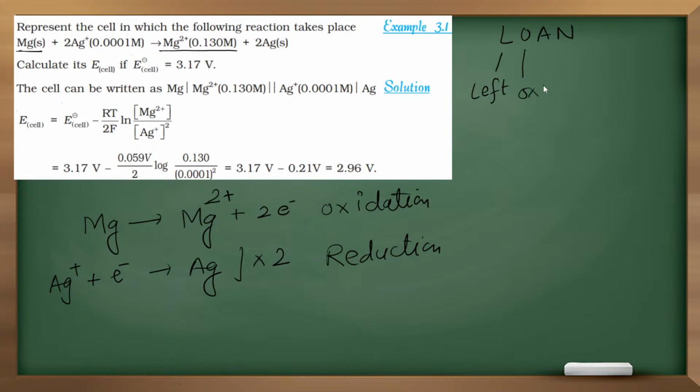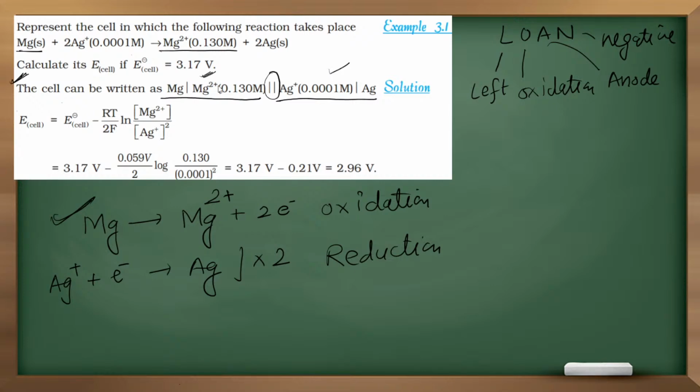On the left side, oxidation takes place, and that acts as anode, and that has negative sign. So magnesium oxidation takes place, so it should be on the left side, and this is the salt bridge, then Ag+ to Ag. This is the cell representation. So first we have represented the cell, right? Anode on the left, cathode on the right.